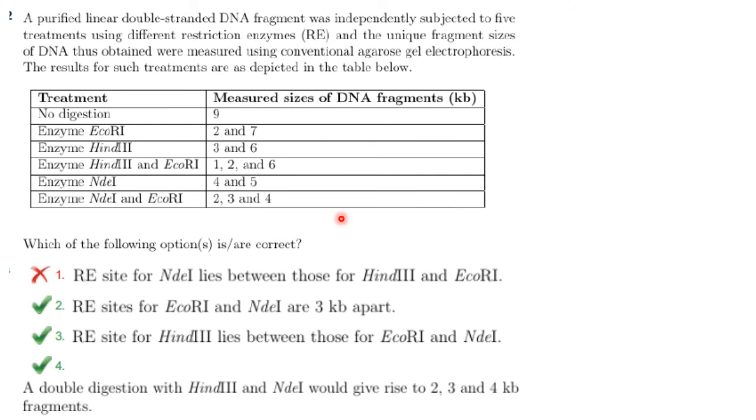Which of the following options is or are correct? Restriction enzyme site for NDE1 lies between those of HIN3 and EcoR1. That is wrong, how I have explained in my later slides. Restriction enzyme sites for EcoR1 and NDE1 are 3 kb apart. Restriction enzyme site for HIN3 lies between those of EcoR1 and NDE1. A double digestion with HIN3 and NDE1 gives rise to 2, 3 and 4 kb fragments.